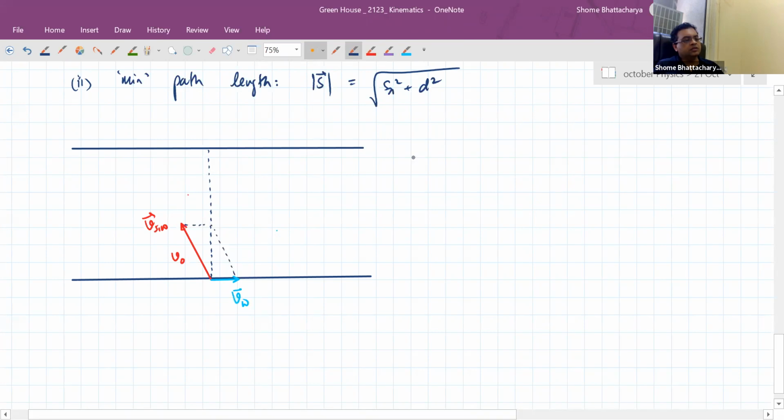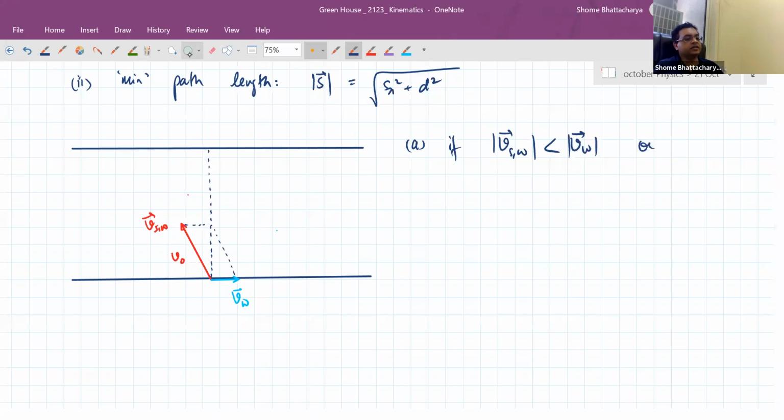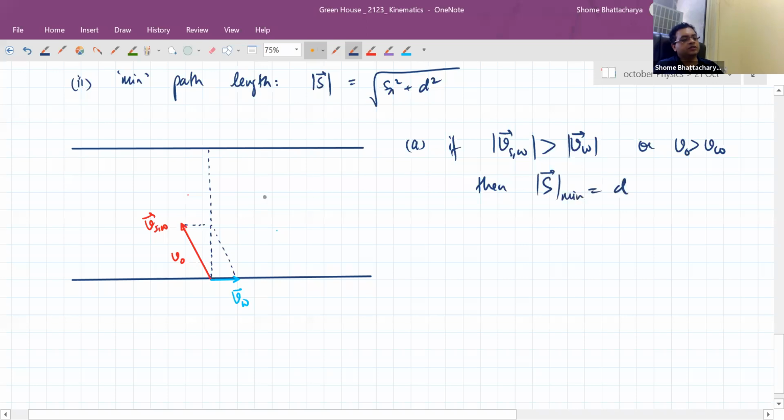So in this, we can say if the magnitude of the swimmer's velocity with respect to water is greater than, not less than, the magnitude of the water's velocity, the flow velocity is less than. So if the swimming speed is greater than the water's flow speed, then the minimum path length will become the width of the river itself, because the net velocity of the swimmer is along the y-axis, that is perpendicular to flow.